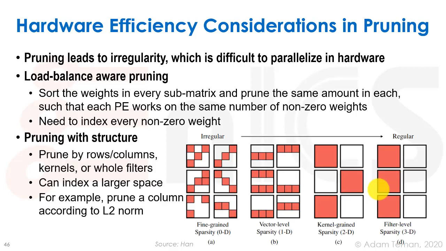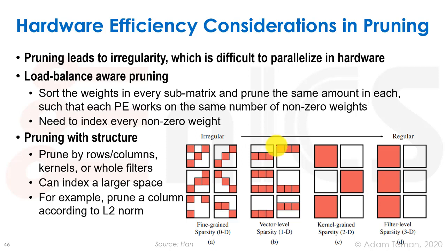Another thing that we can do is structurally prune. So we can take a larger thing, not just prune every single value or every single pixel that's possible, but we can prune by row, columns, kernels, or even whole filters. And that way, one index can point to a large space that we got rid of. For example, we can prune a column according to the L2 norm.